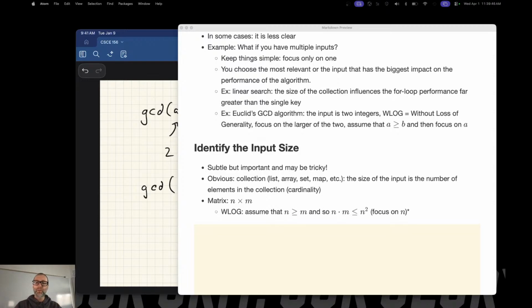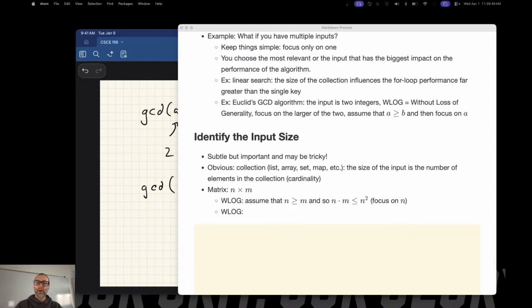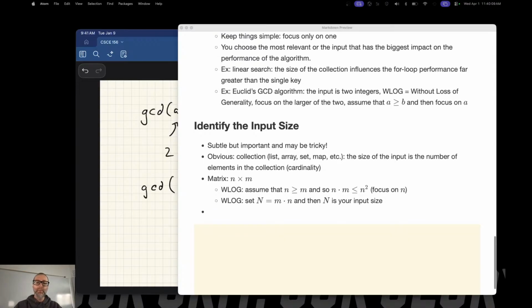Or another option would be, without loss of generality, set n to be m·n, right? And then n is your input size. And here I'm saying capital N, right? So just switch it up. Just change the parameter here and focus on that single value. What if the input is a single number?